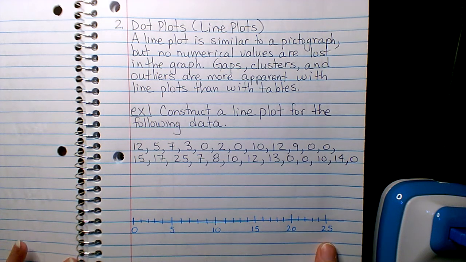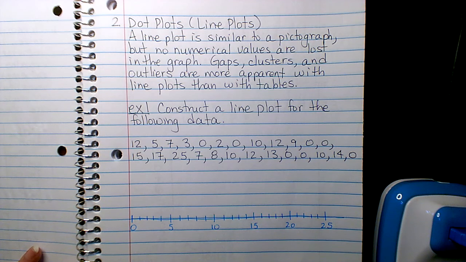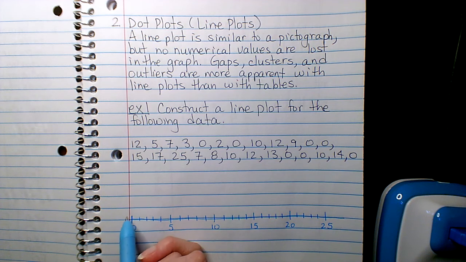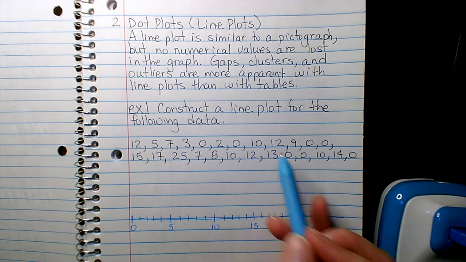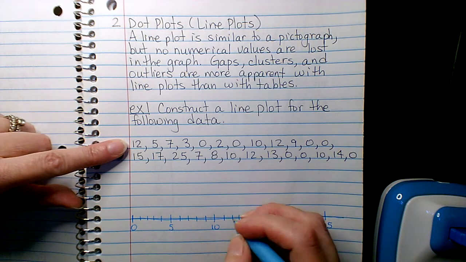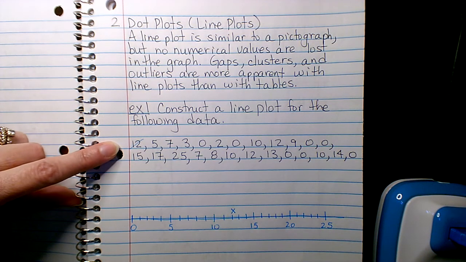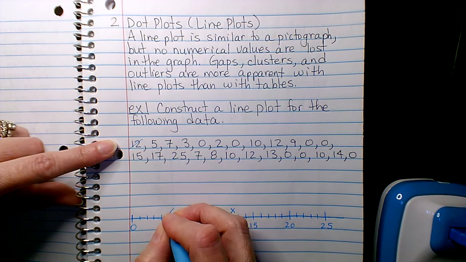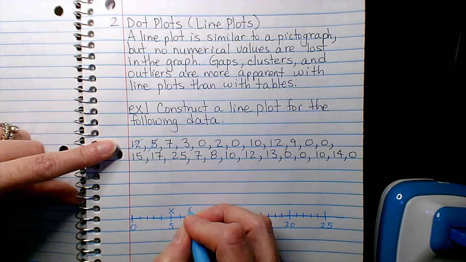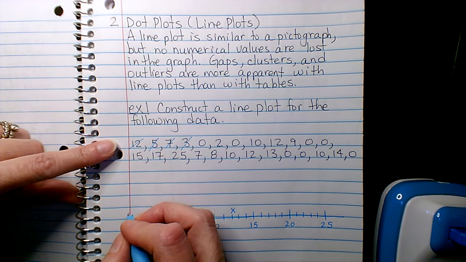Okay, so I've already drawn a scale here. I went from 0 to 25 because the range here of my data is 0 to 25. 0 is my smallest point, 25 is my highest. Now what we're going to do is put either a dot or you can put an X on each data point. Okay, so let's start. So we have 12, so 10, 11, 12. So I'm just going to put an X right there above 12. And I'm going to cross that off so that I know that I've already plotted that point. 5, I'm going to put that X right there. 7 goes right there. 3 goes right there. 0 goes right there.